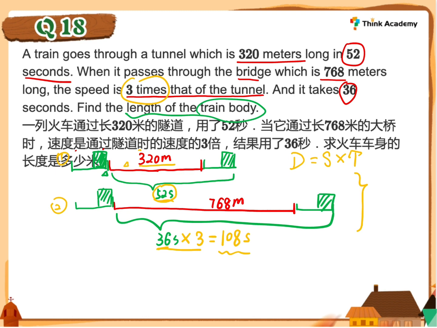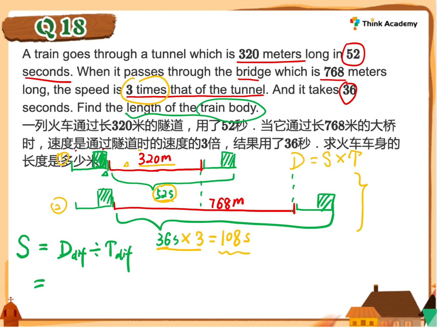So actually, the difference between the two conditions is the difference between the bridge and the tunnel. It's very easy for you to calculate the difference between the lengths of the two things. You can call it the distance difference, right? Actually, the distance difference between the two conditions is the difference between the bridge and the tunnel, right? And then you divide it by the difference between the time. You can get the speed, right?